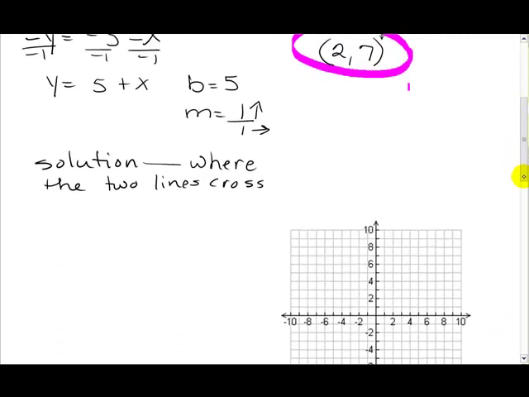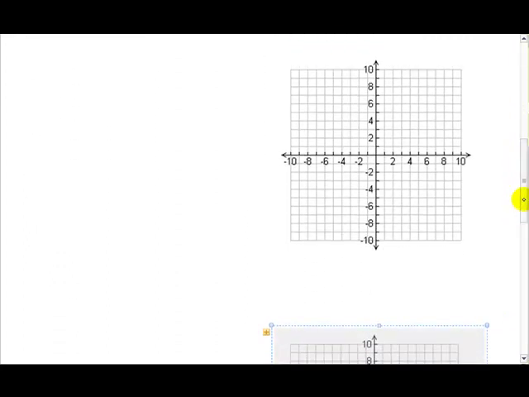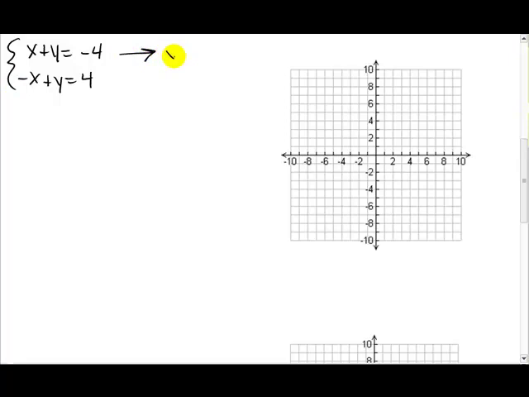Okay, so let's go ahead and look at another problem. Here's our system of equations. We're going to need to rearrange them. And so here we have y equals negative x minus 4. And so b equals negative 4 and m equals negative 1. We'll stick that over 1, down and to the right.